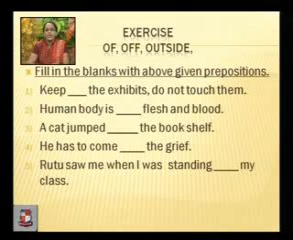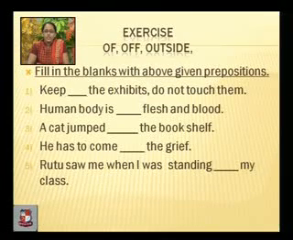Keep off the exhibits, do not touch them. Keep off, that means away from, or keep it away. Keep away the exhibits, do not touch them. Human body is made of flesh and blood. A cat jumped off the bookshelf. So if there is a bookshelf, the cat was there and it jumped off the bookshelf. It jumped out of the bookshelf.